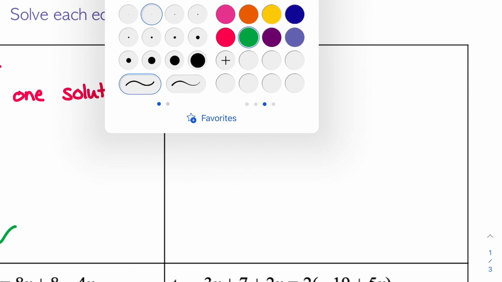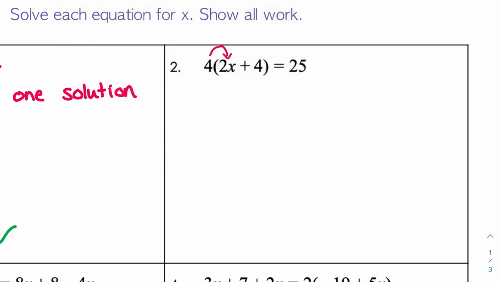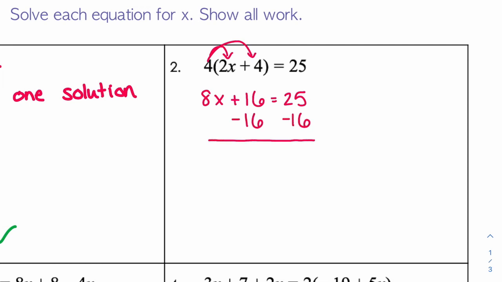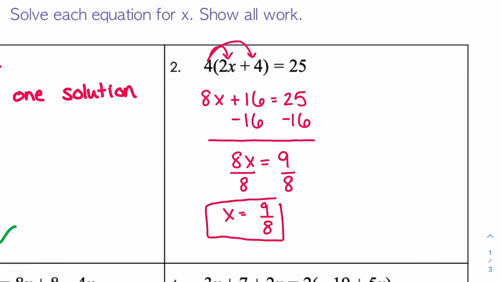Number 2, I'm going to distribute the 4 because I want to get rid of my parentheses. So I get 8x plus 16 equals 25. I'm going to subtract 16 from both sides. So I get 8x equals 9, and then divide both sides by 8. I prefer that you leave it as a fraction. This is, again, one solution. Fractions are okay.